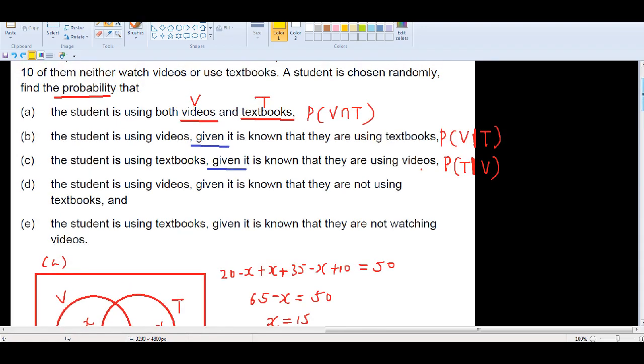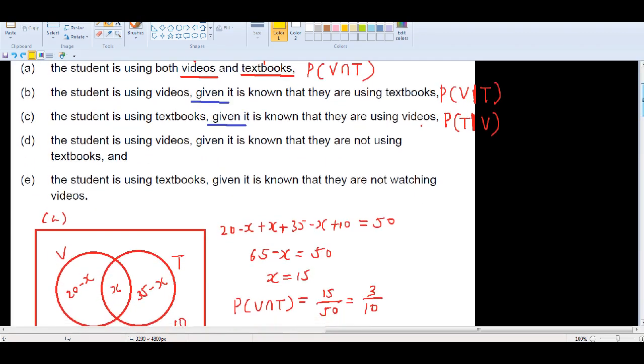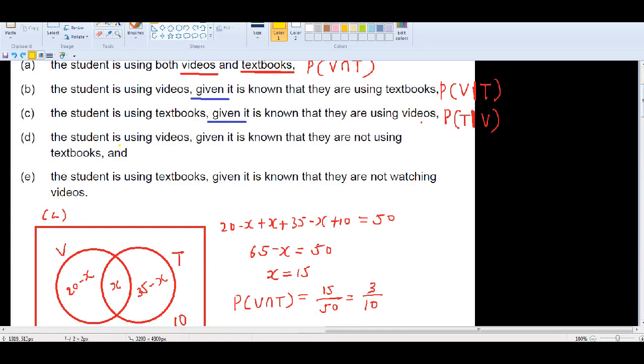So part D, the student is using video, given it is known that they are not using textbook. It's quite interesting. So using videos, but given they're not using textbook. What kind of probability is it? It should be the probability of V given not using textbook. To find this probability, you need to do, okay, let me write here, not enough space.